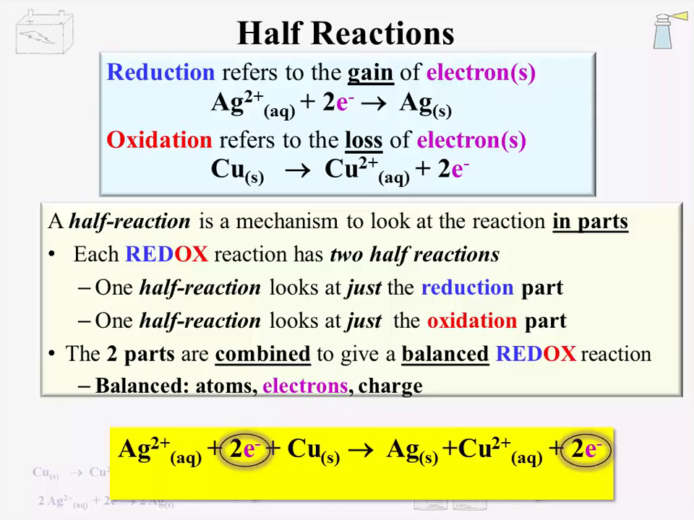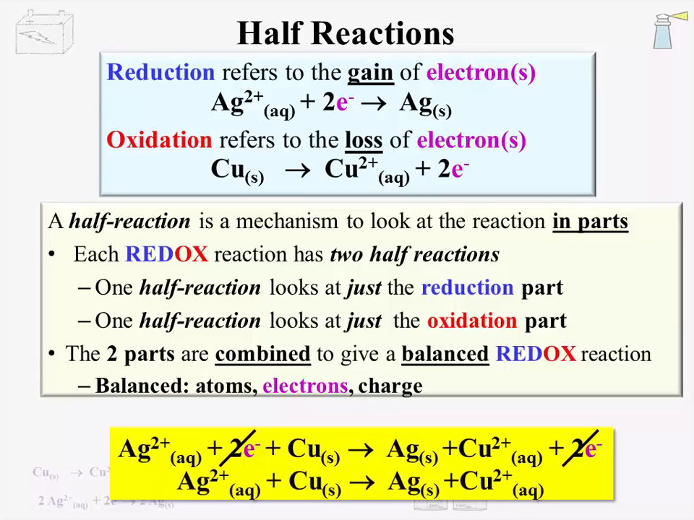Since the number of electrons are equal on the two sides, they can be removed. At some point in balancing a redox reaction, the electrons will have to cancel out, because the number of electrons lost in oxidation is equal to the number of electrons gained in reduction. There are no spare electrons.